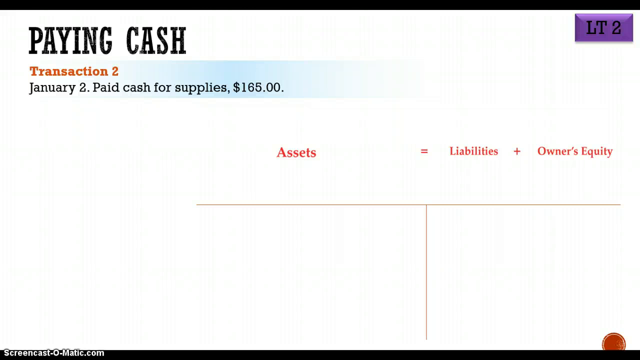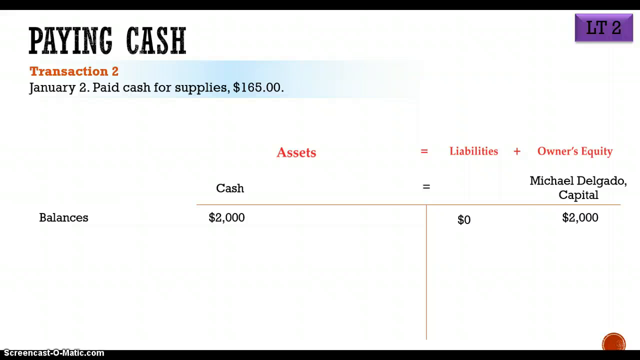Always look and start with your accounting equation. Assets equals liabilities plus owner's equity. We carried our beginning balance forward, which is $2,000 in cash and capital. But then we are now paying for supplies. You'll notice in the assets side of the equation, we only have cash. We don't have supplies. We will own the supplies, so therefore they're an asset and appear on the left-hand side. So we need to add supplies to our assets.